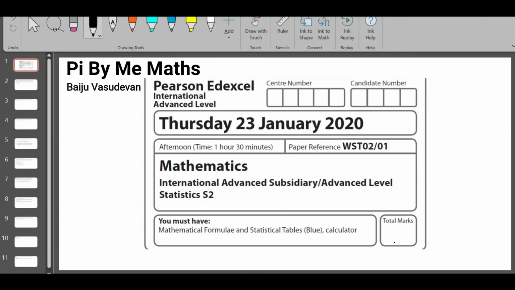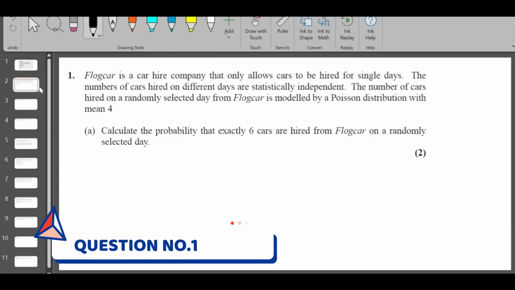This is WST02. Here we are solving the January-February 2020 Statistics 2 paper. Let's look at question number 1.